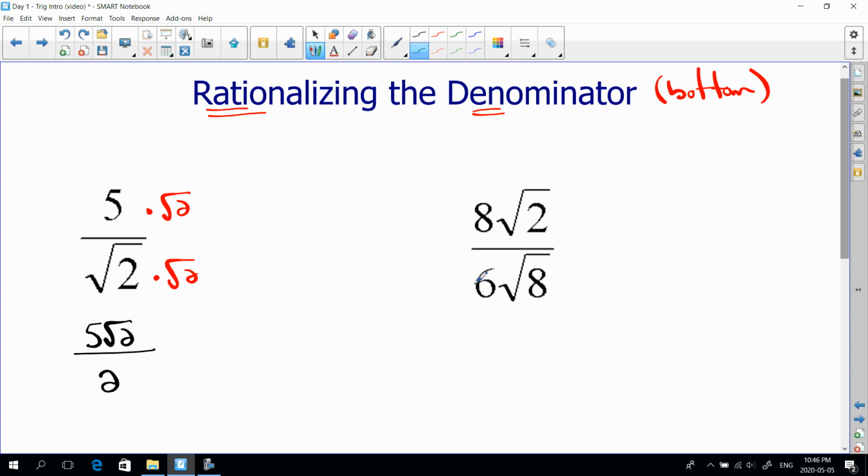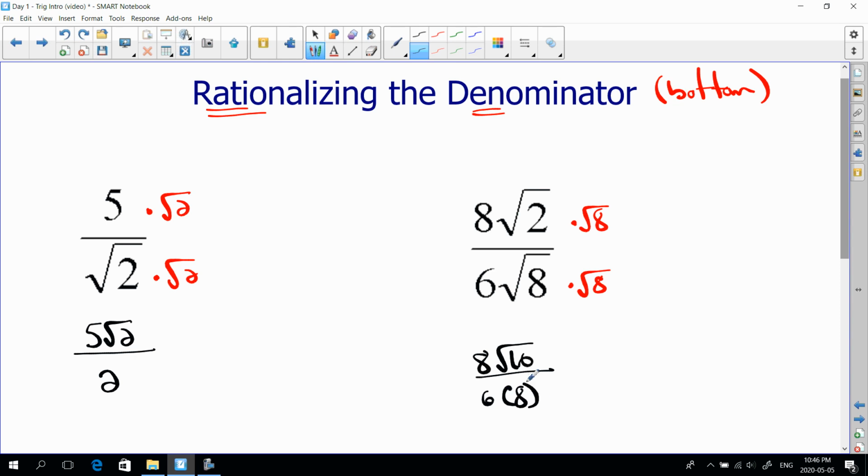All right, another example here. In this one, I'm going to multiply by the radical that's in the denominator. I got to do it to the top and the bottom. So 8 times 1 gives me 8. Root 2 times root 8 gives me root 16. 6 times 1 gives me 6. Root 8 times root 8 would be 8.